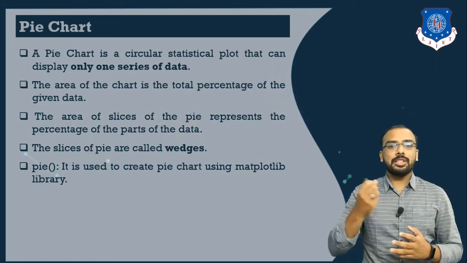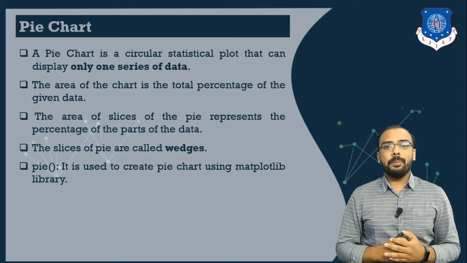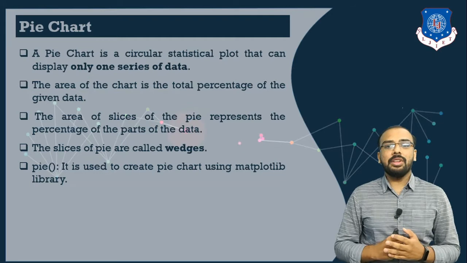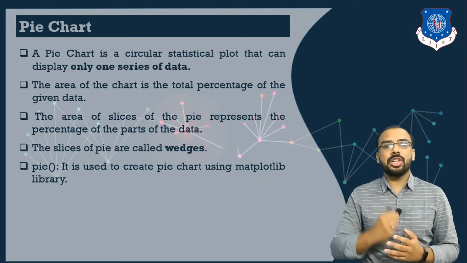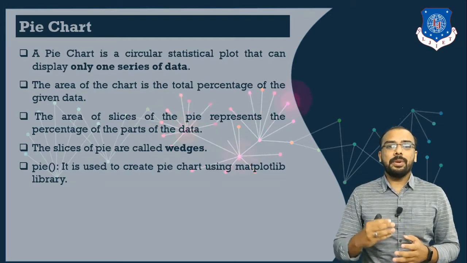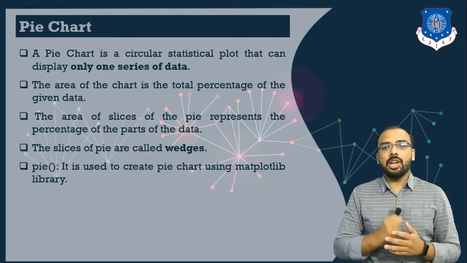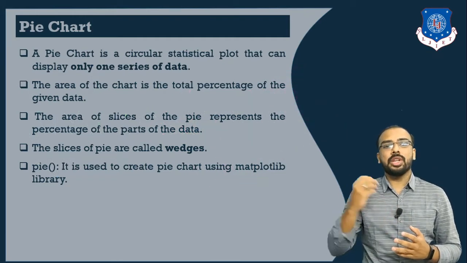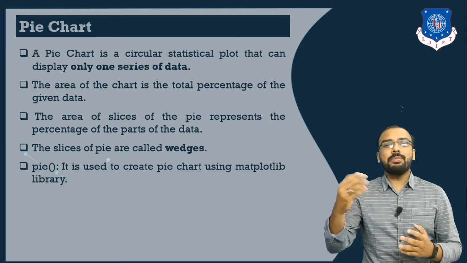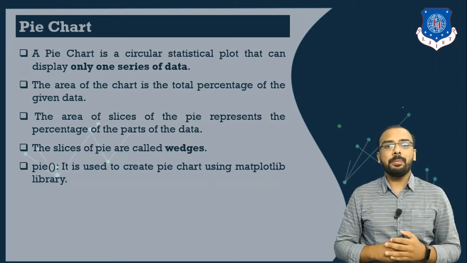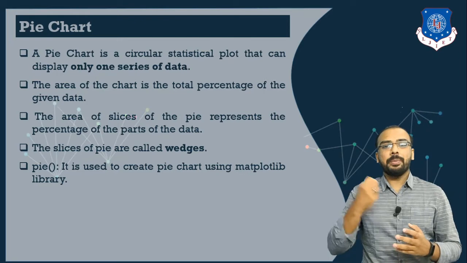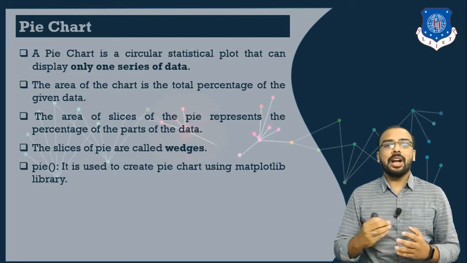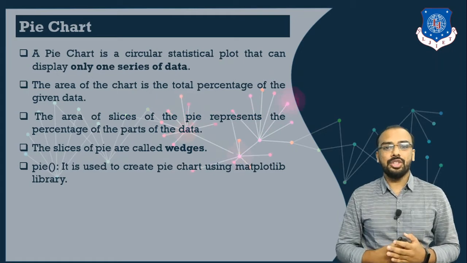Now what does this pie chart indicate? The pie chart has an area, and this total area will indicate the total percentage of your data. For example, a pie chart has a total area of 100%. Depending upon your data, different portions will be present, and different portions will have different percentages. So different percentages indicate the portion of your data set under that particular region.